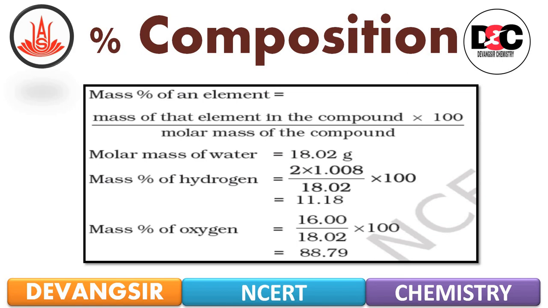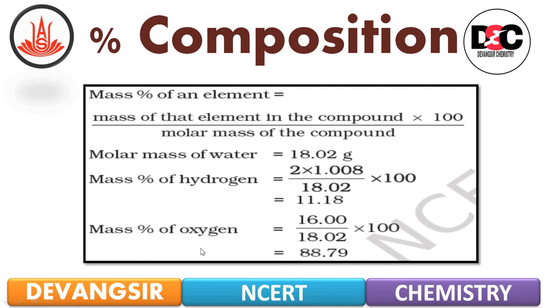Mass percentage of hydrogen: now we have to find it for the individual element. In H2O there are 2 hydrogens, so 2 multiplied by 1.008, the molar mass of hydrogen, upon 18 is the total, multiplied by 100. If you do this calculation, you will get 11.18.